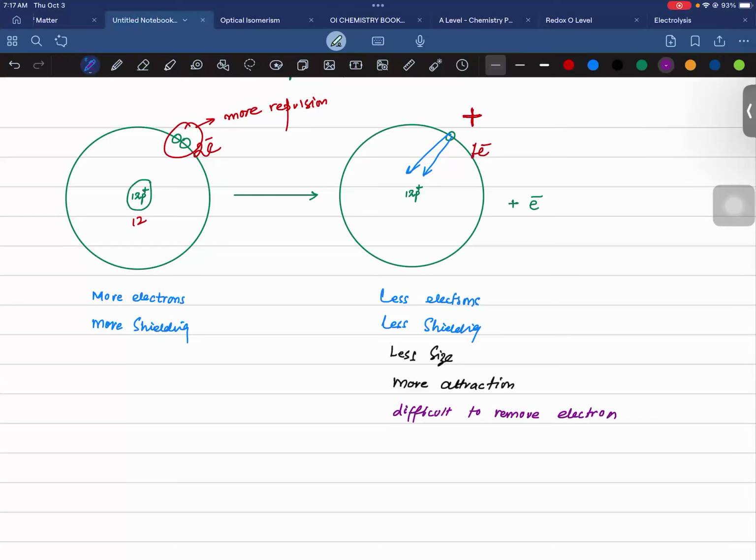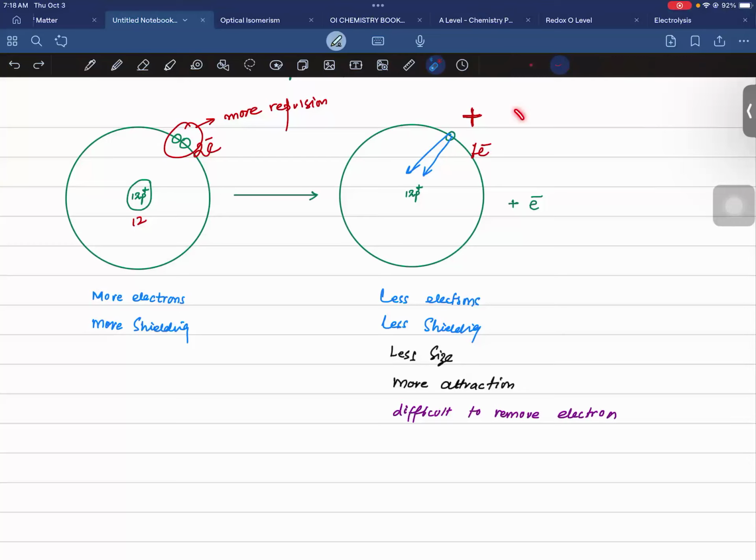Like the shielding effect also matters a lot, and also the size. Yes, Iman? The size of the atom is going to decrease because there is less repulsion. When the electrons have less repulsion, they would not be pushing each other. When the electrons push each other, as a result the size is going to increase.